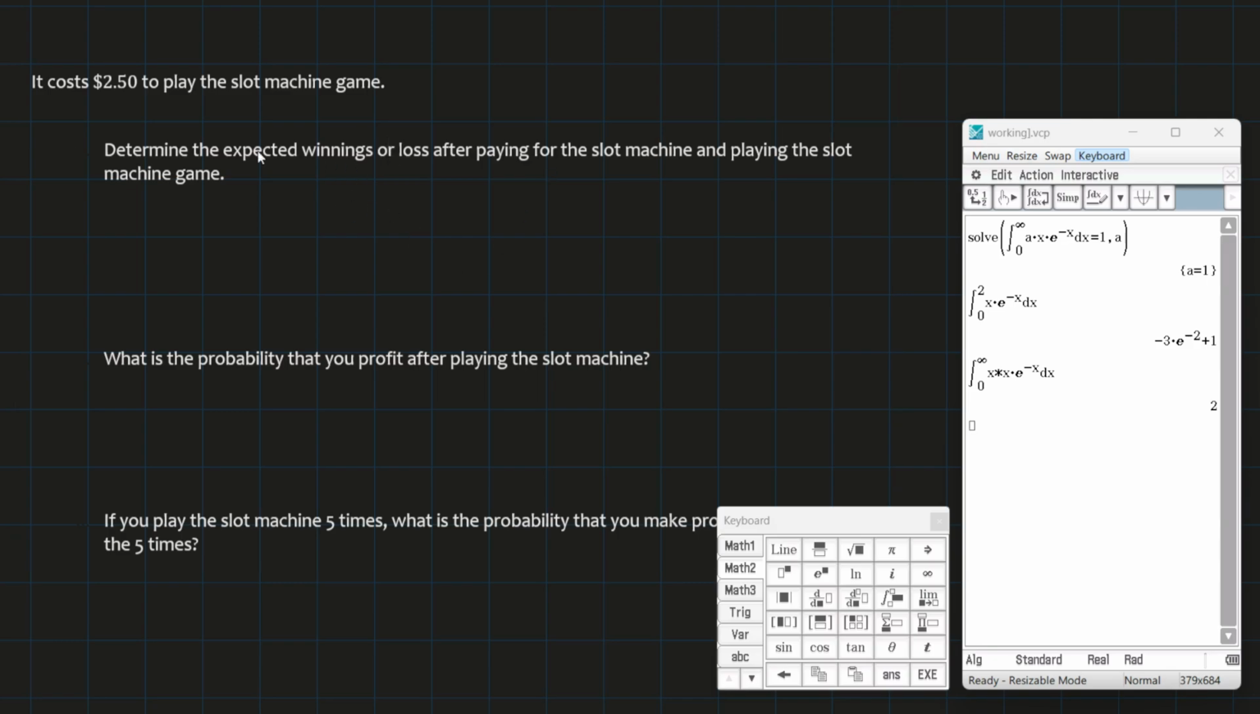So that's how I would describe this. I'd just say expected winnings is equal to expected payout minus cost. The expected payout is $2. We can't really say what the definitive payout is, but because we're talking about expected winnings, we'll just describe this as expected payout. So that would be $2.